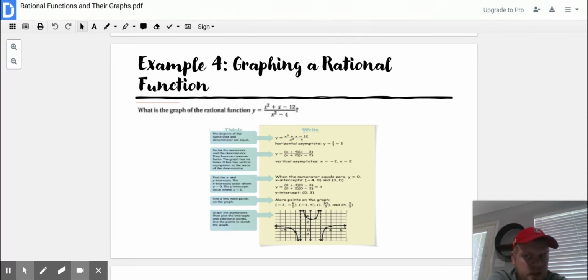And again, if they ask for more points, type it into your calculator, go to your table, and you can always find more points that way. Okay. But again, I really like the layout of this, so that's why I wanted to post a picture so you could see this. Okay.